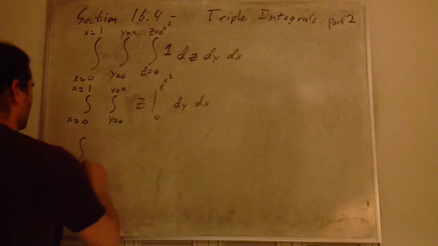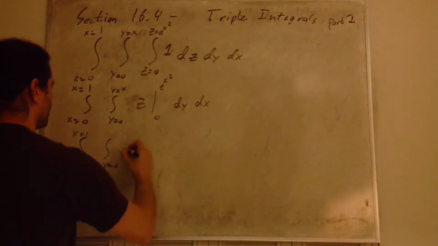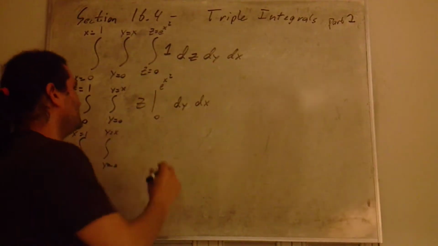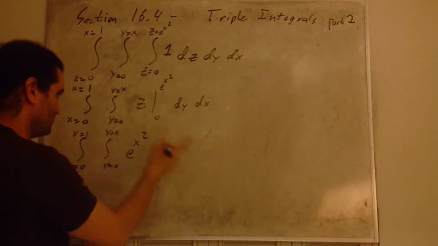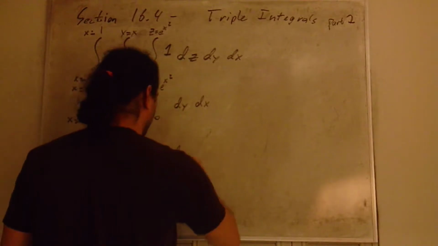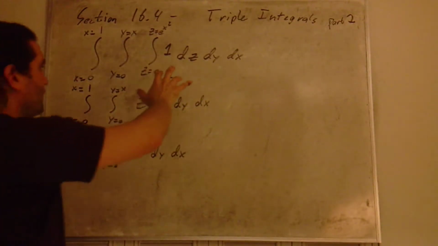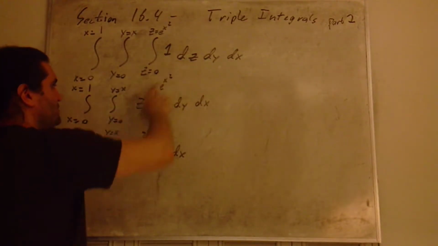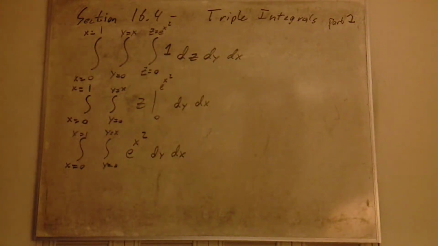So when we evaluate this, we still have x going from 0 to 1. We still have y going from 0 to x. And now we have e to the x squared minus 0, so just e to the x squared, dy dx. So that's not so bad. This is going to happen a lot where, if we're just integrating the function 1, our first integral is just going to turn into that letter, and then it's just going to sort of turn into these bounds. And it's pretty straightforward.